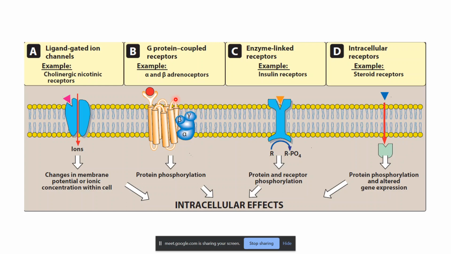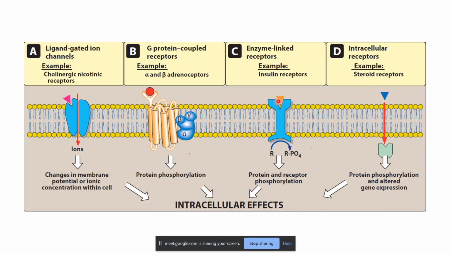adrenoreceptors are one of the most commonly studied of these receptors, and this receptor is more complex, has a binding site, and then has several subunits, alpha, beta, gamma, and the activation of this receptor will trigger the G-protein coupled reactions that will inhibit or activate the phosphorylation of other proteins, and then eventually lead to activation of some reactions inside the cell.